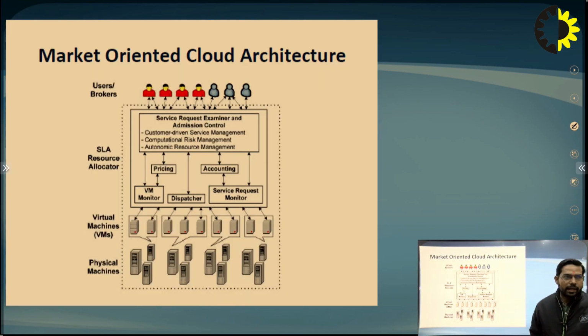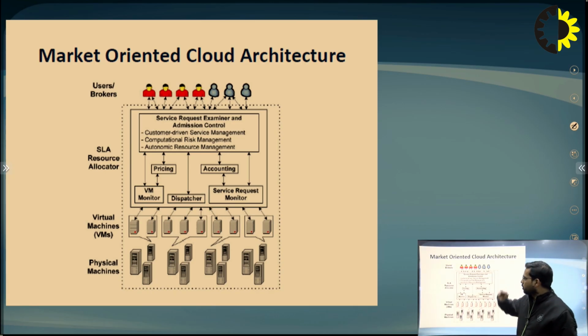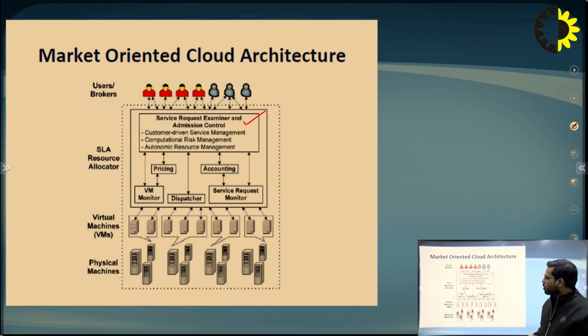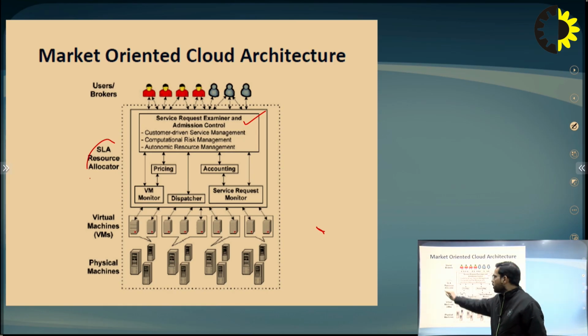Basically, that is the diagram of the market oriented cloud architecture. In this diagram, these are the users and the brokers, which are connected with the service request examiner and the admission control. And there is customer driven service management, computational risk management, autonomic resource management, the VM monitor (we already know the virtual machine monitor), and the pricing. This is the dispatcher, that is the service request monitor, that is the accounting, which is connected with this one. That's called the SLA resource allocator.